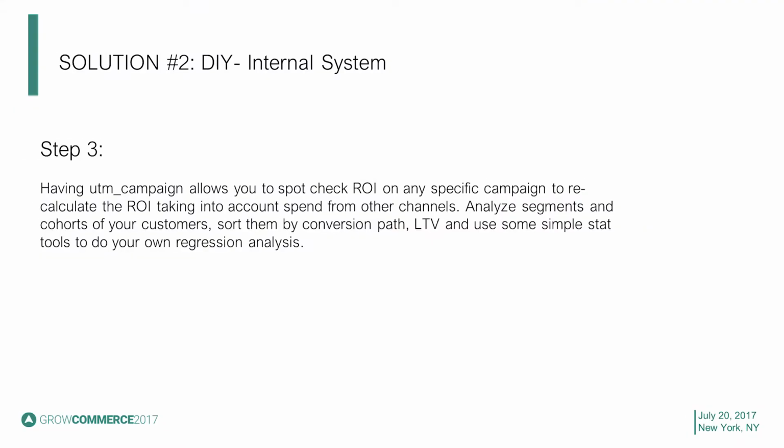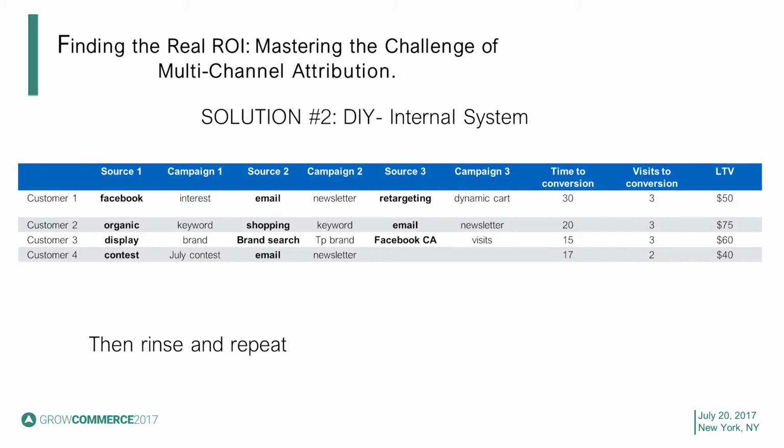Then, this is going to allow us to spot check ROI on any specific campaign, to recalculate the ROI taking into account spend from other channels, and analyze segments and cohorts of customers sorted by conversion path, sorted by LTV, and using some simple stat tools to do your own regression analysis. So what I want you to imagine is a spreadsheet like this that probably has even more data, okay? But each row is a customer, and each column is either the source or the campaign that we tracked in that custom cookie on the way to conversion, okay?